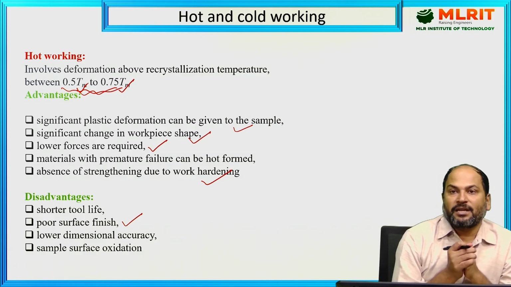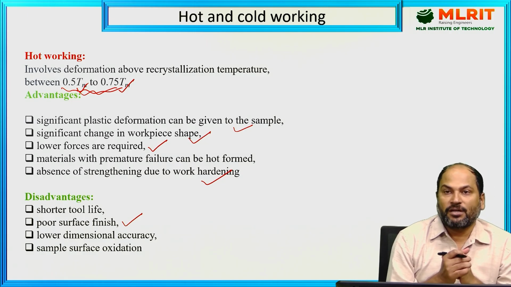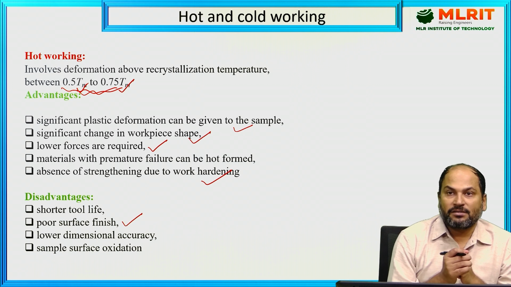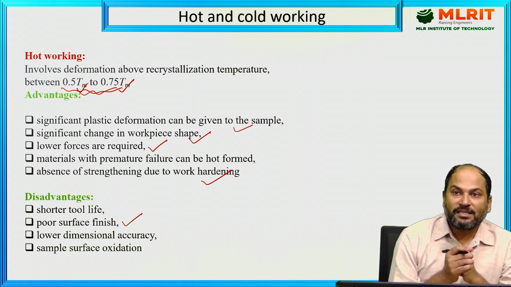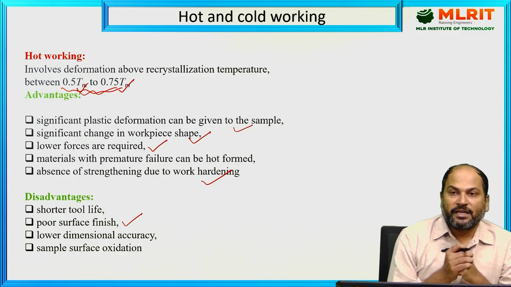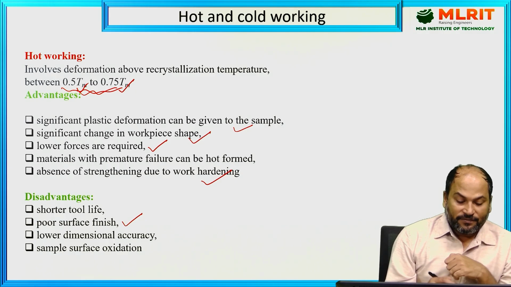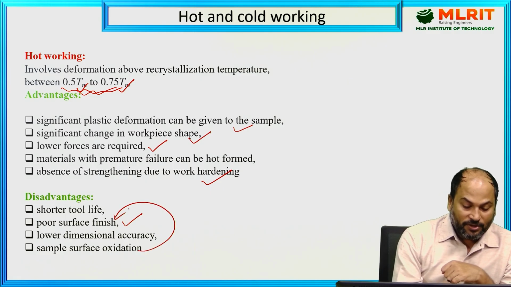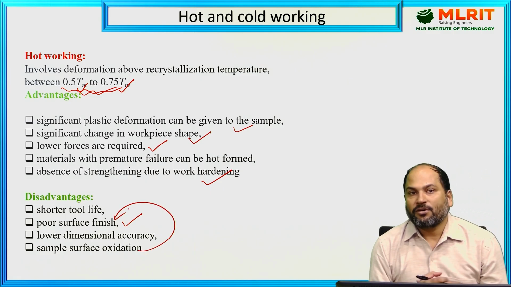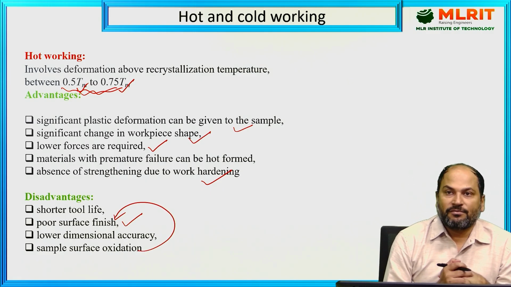Lower dimensional accuracy. Control will not be there on the dimensions, because the material has become very ductile. It is very easy to deform, so dimensional accuracy is very difficult to control. And because of the oxidation and because of the scale formation, surface roughness will be there.